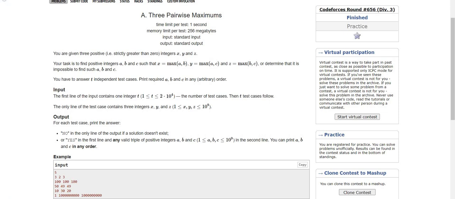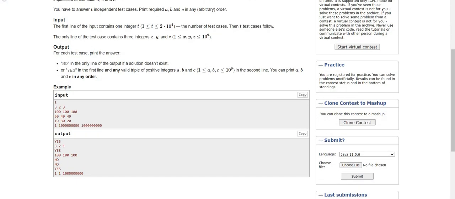So the input contains the first line as t, which is the number of test cases, and the next lines contain x, y, z. To solve this problem, we have to make some observations. So let's see what those observations are.